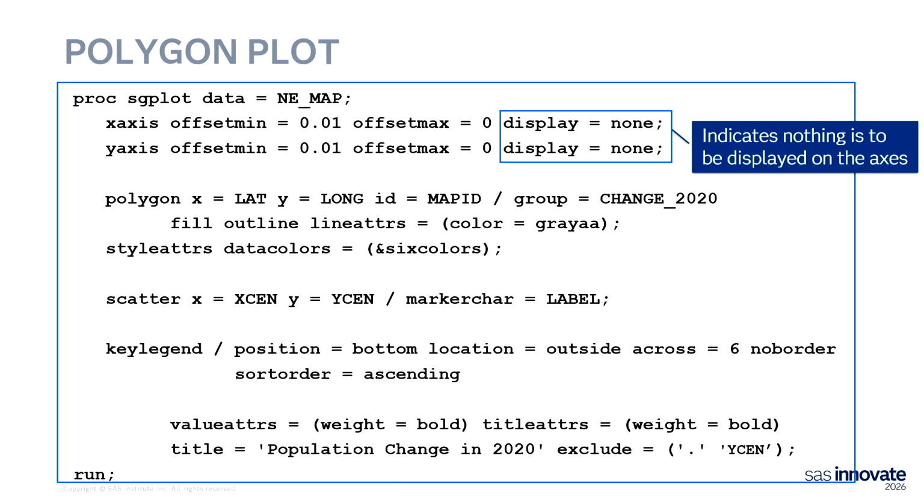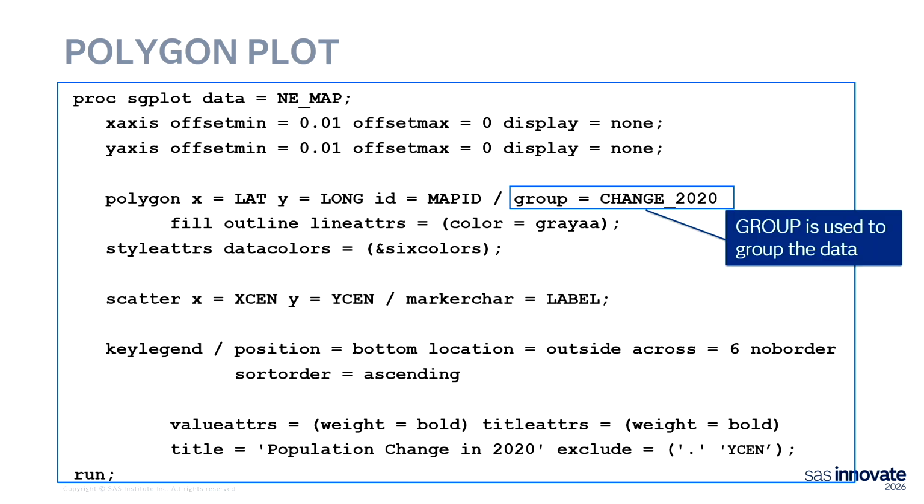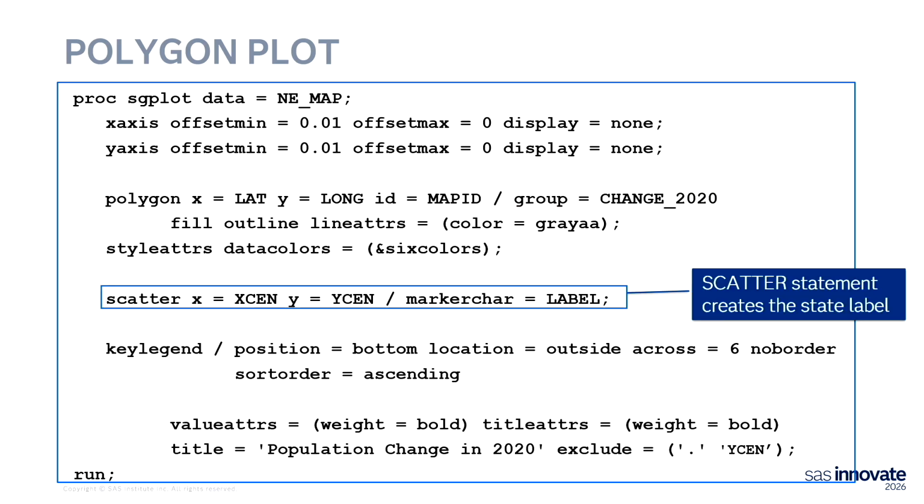So we set display equals none. If you don't explicitly turn off display, SAS will automatically try to create one. Like the VBAR and HBAR plots, we also specify the analysis or the group variable. The scatter statement effectively overlaps the state abbreviations on the centroid for each state polygon, and that's XCEN and YCEN.